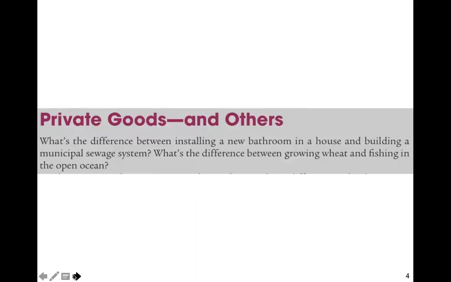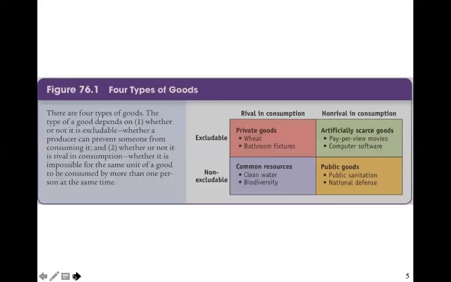What's the difference between installing a new bathroom in a house and building a municipal sewage system? What's the difference between growing wheat and fishing in the ocean? So think for a couple minutes about what's different about those projects and those industries. And ultimately, it comes down to something called types of goods, or the four types of goods.